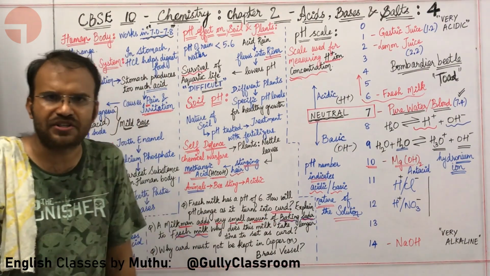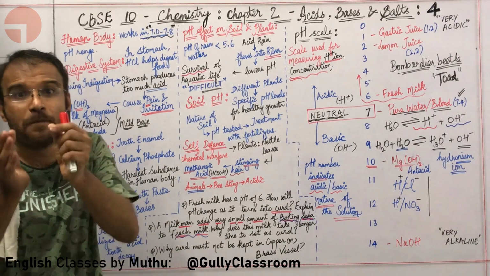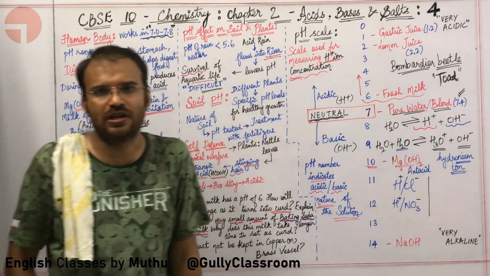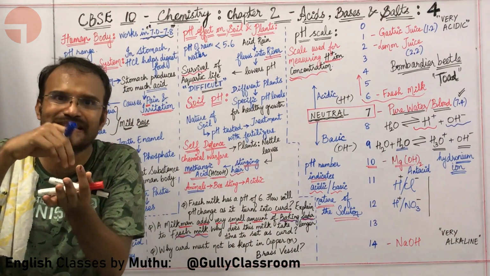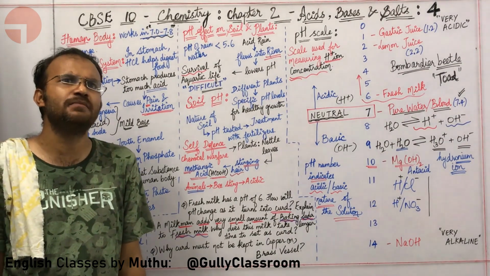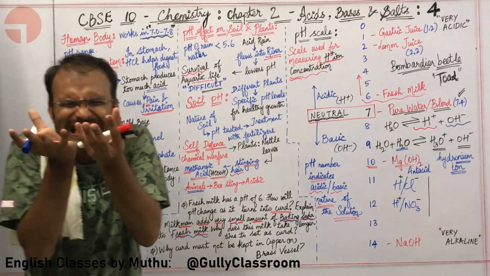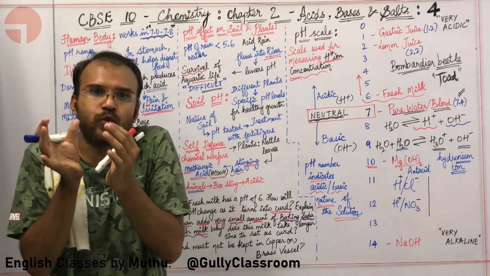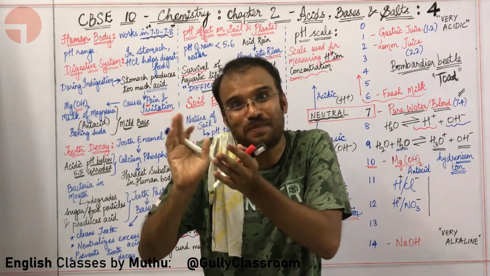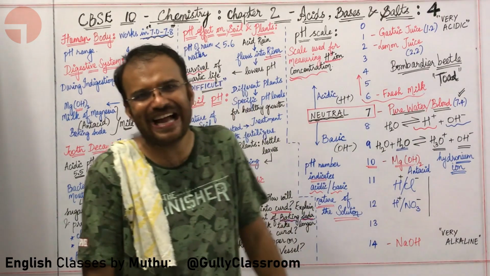What is fermentation? The process by which milk is converted into curd. There are some bacteria in milk. What are the bacteria in milk called? Lactobacillus. This lactobacillus digests the milk and produces some acid. That particular acid is called lactic acid.